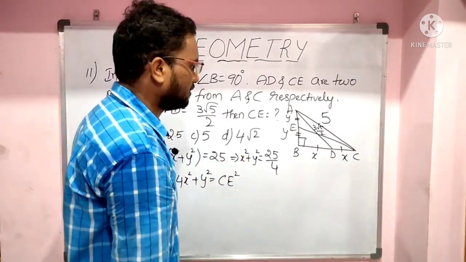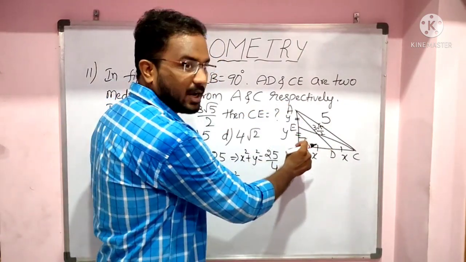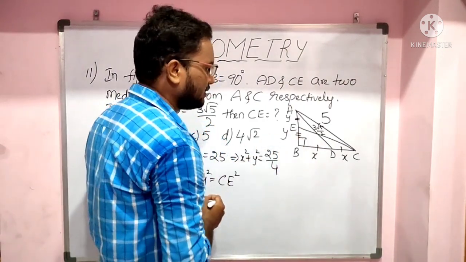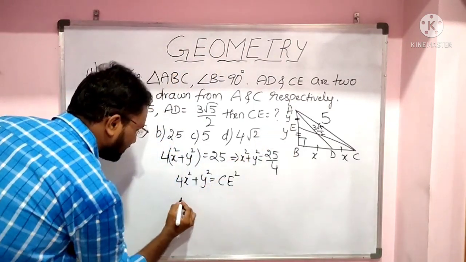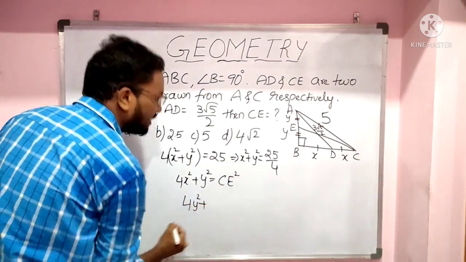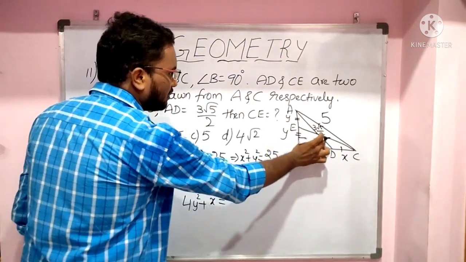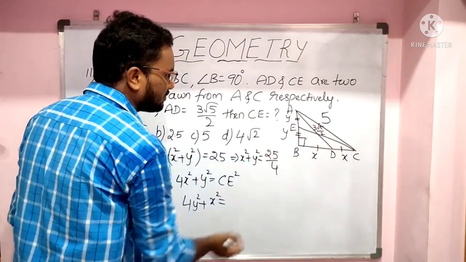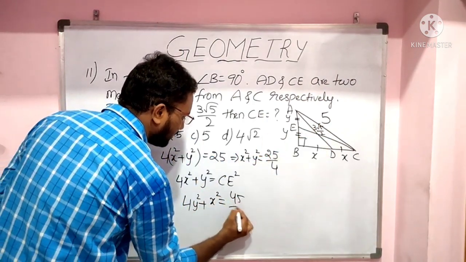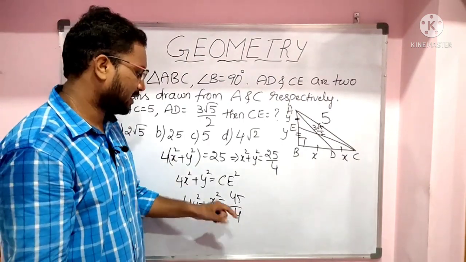Now from this triangle ABD, angle B is 90 degrees. So AB square means y plus y, 2y. So 4y square plus this one, x square, equal to 3 root 5 by 2 whole square. So 3 square is 9, into 5 by 4, 9 fives are 45 by 4. 4y square plus x square equal to 45 by 4.